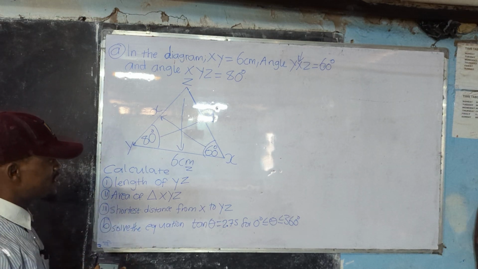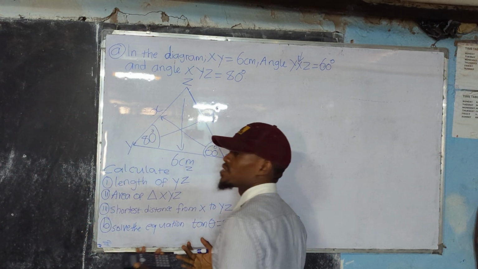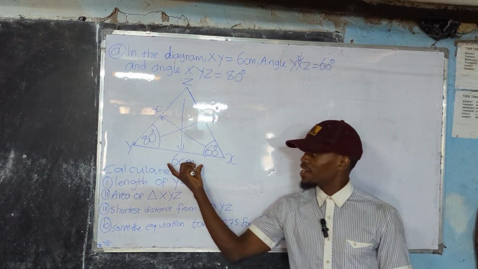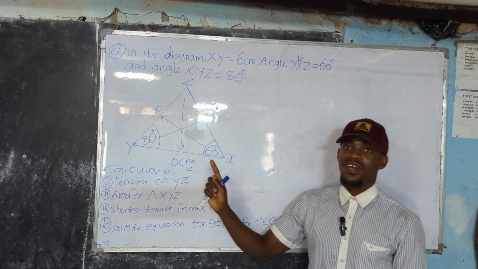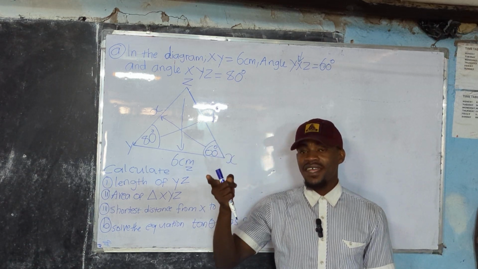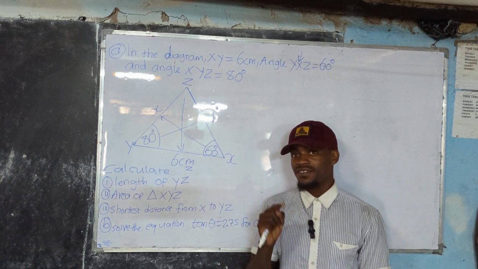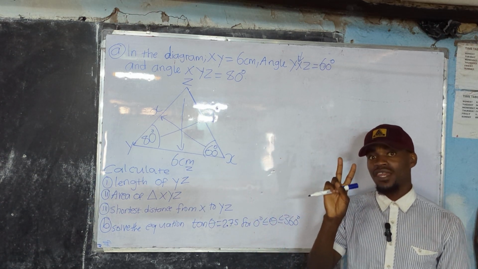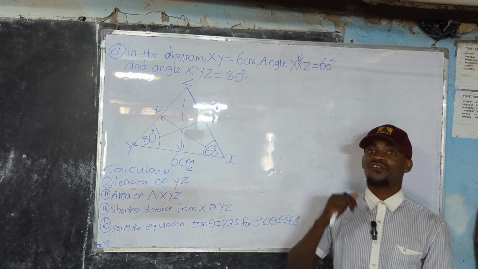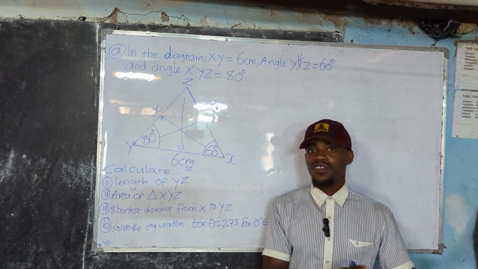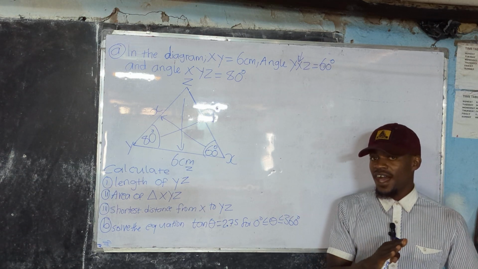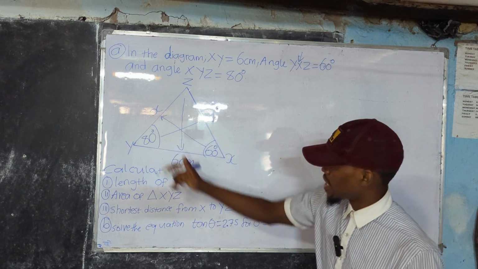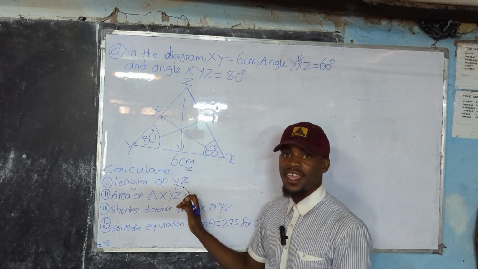Now, upon reaching here, are we going to use the sine rule or the cosine rule? Since you are given one distance and you are told to find the second distance, therefore use the sine rule. If it was the cosine rule, you are supposed to be given two distances and you are told to find the third distance. That's when you are supposed to use the cosine rule.